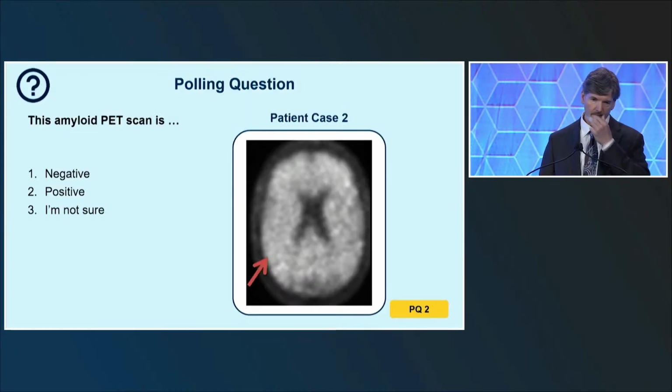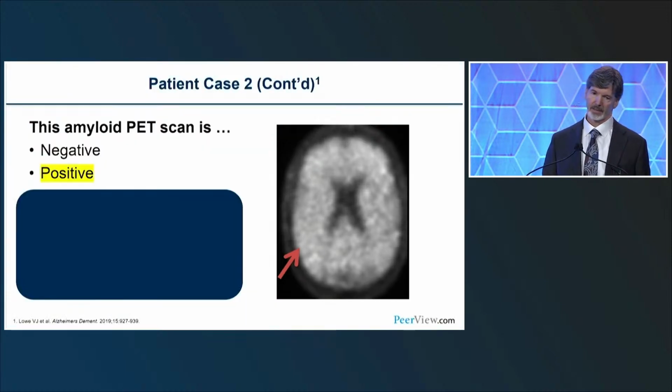What about this scan, amyloid PET? Negative, positive, you're not sure. I've added some arrow signs, not that on this case you really need it, but. Right, it's a positive scan.